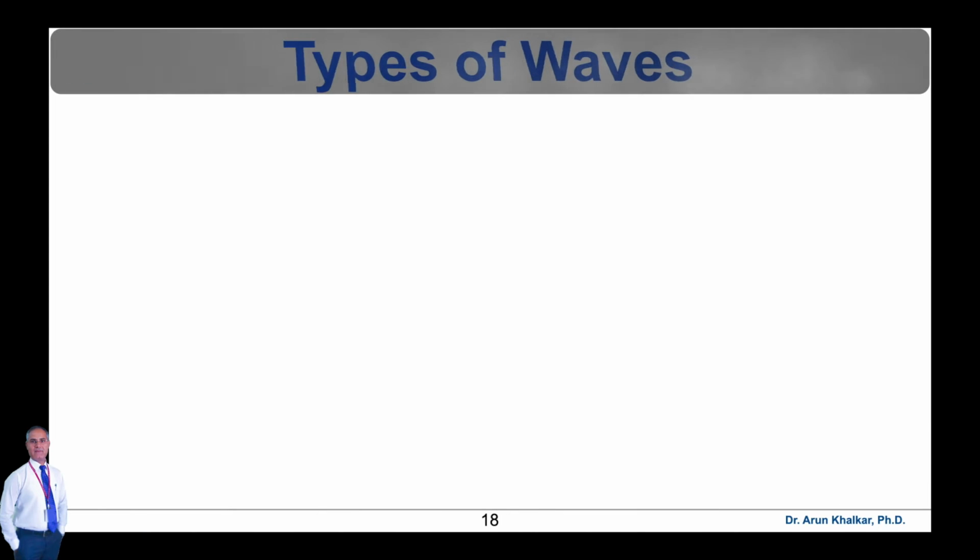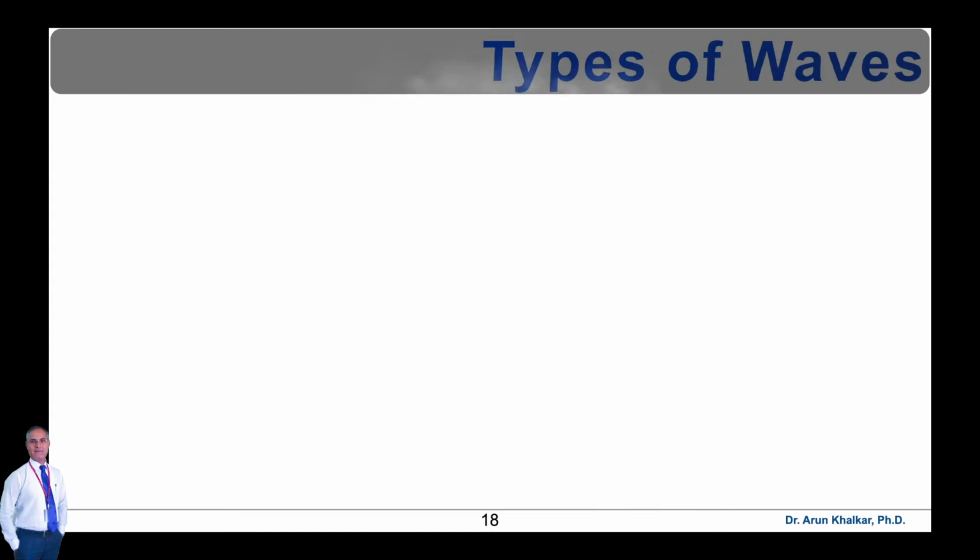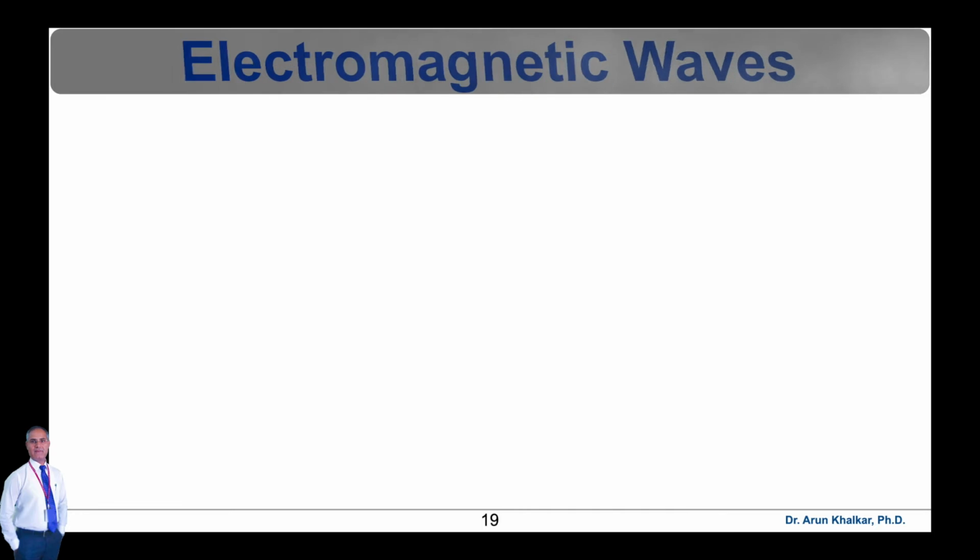Now let's see the types of the waves. A wave is a disturbance that propagates or moves from the place it was created. There are 3 basic types of the waves. First is mechanical waves, second electromagnetic waves, and third one is matter waves. So let's see one by one in detail with their subtypes. Now let's see first electromagnetic waves.